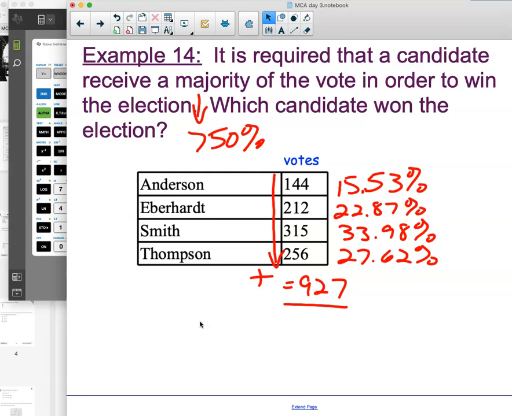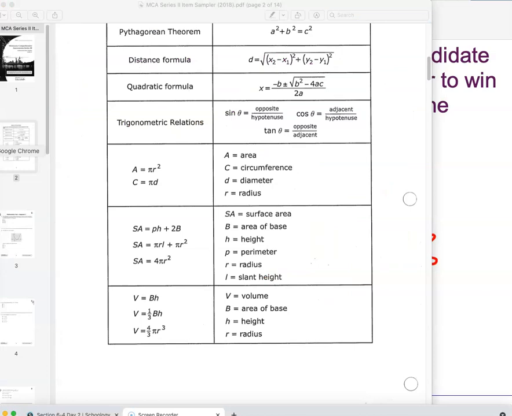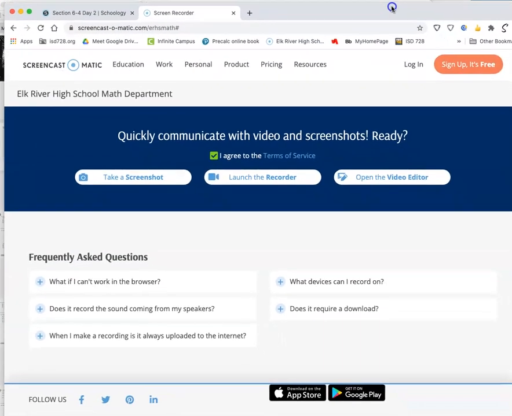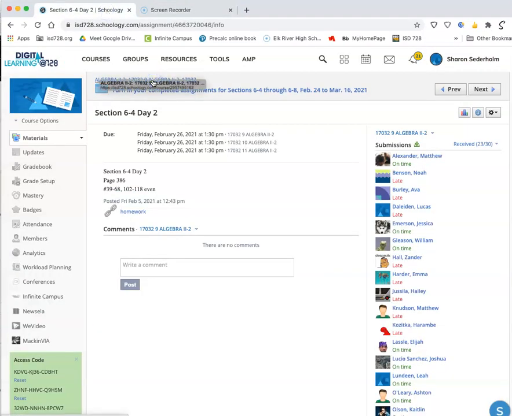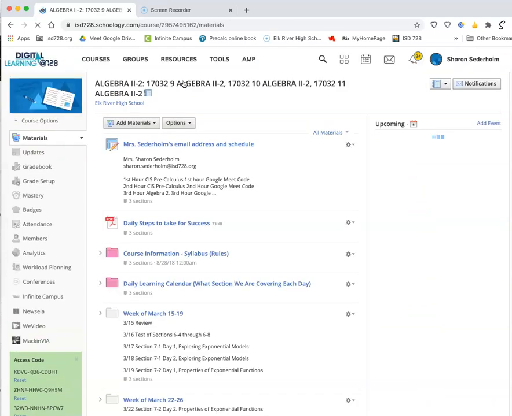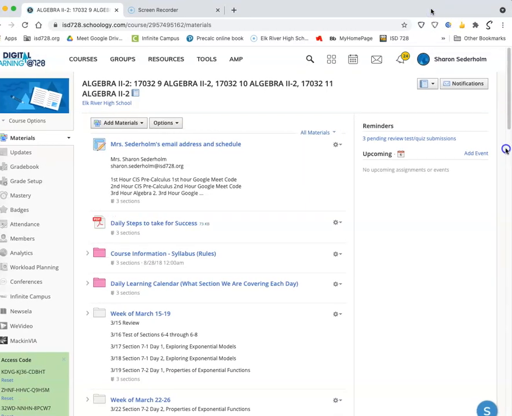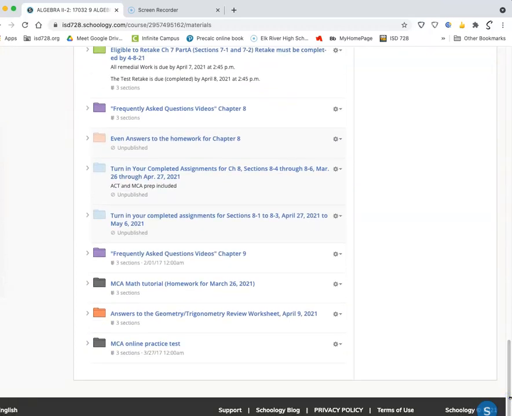So what are you going to do tonight? Well, tonight, on Schoology, my computer says I've worked hard enough today. Don't ask me to do any more. Way down here at the bottom.